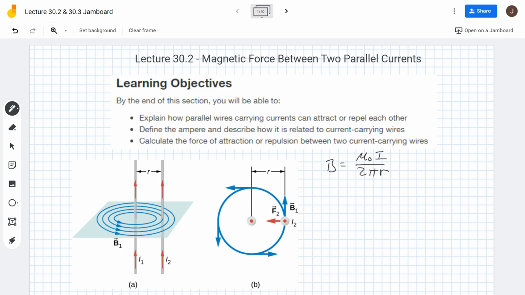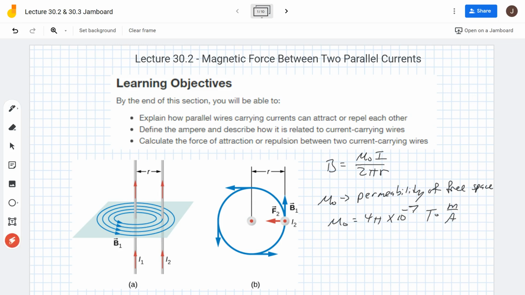And if you remember, we said that μ0 is the permeability of free space. This is just a constant that we're going to use in our equation. The value never changes. It's always equal to 4π times 10 to the negative 7 tesla meters over amperes.